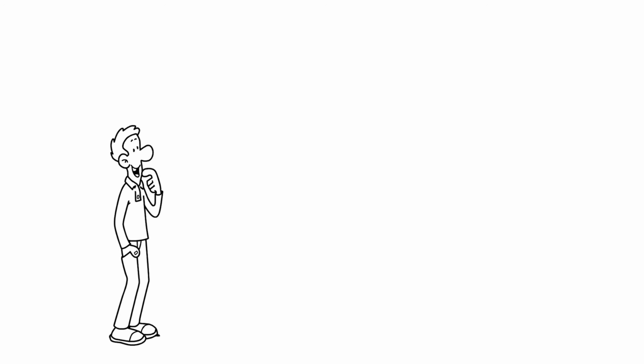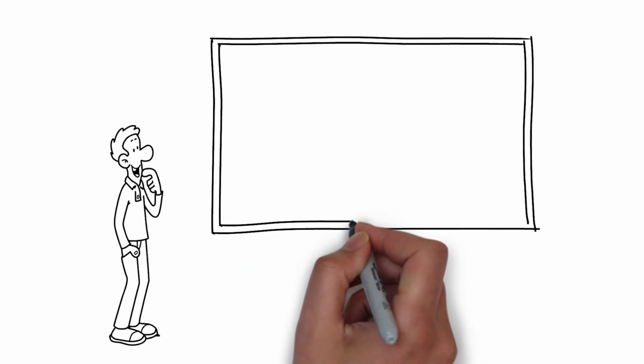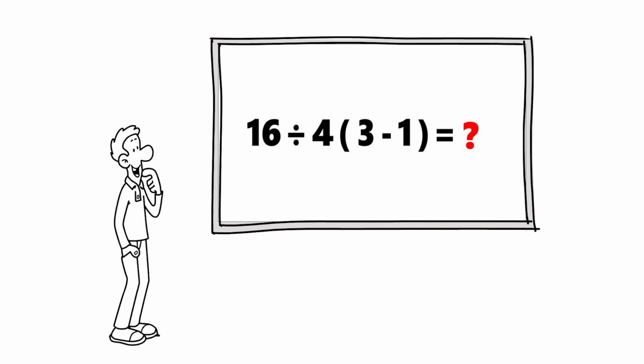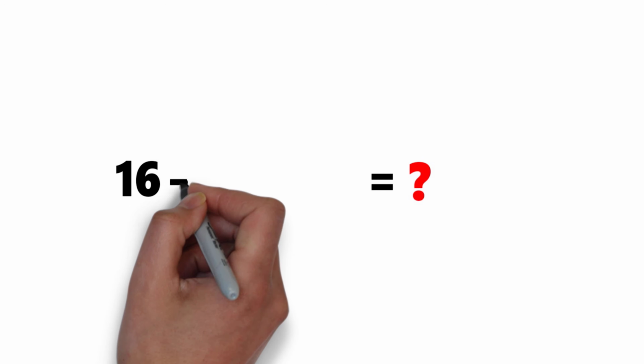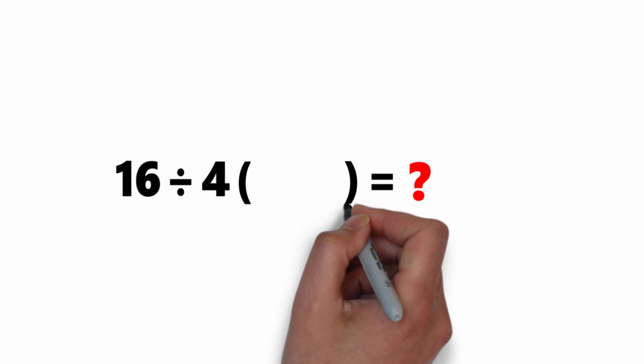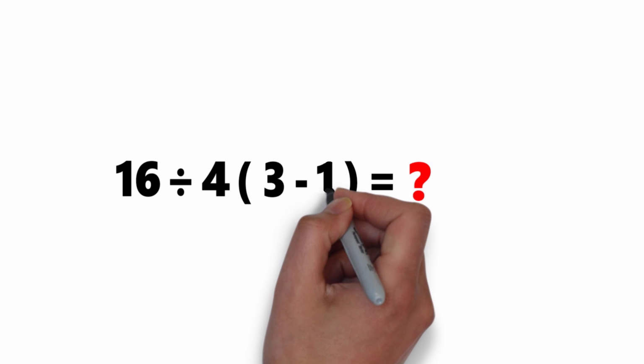Here's one of my favorite questions because it's easy to understand but might be challenging to solve. You need to calculate the question mark, and you're presented with the expression. On the other side of the expression you have 16 divided by 4 and multiplied by the value in parentheses, 3 minus 1.